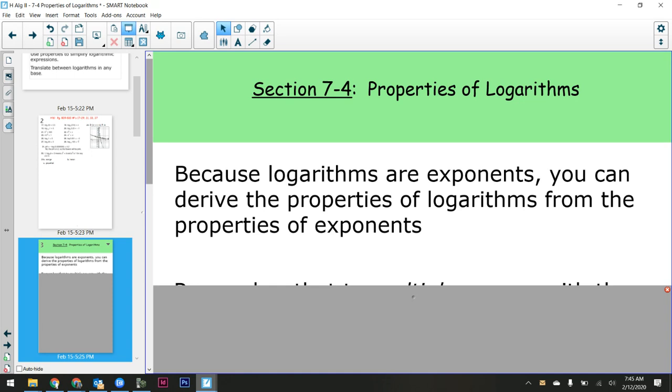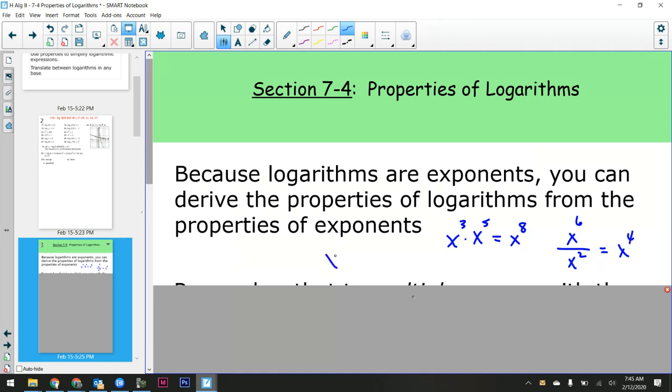What do we do if I have something like this? What would the power be? X to the 8th, right? If I've got x to the 6th over x to the 2nd, what would the power be? X to the 4th, right? We would subtract powers. If I've got x to the 7th squared, what would the power be? X to the 14th, right? So exponents have unique properties with them. Logarithms will also share those unique properties, just in a really interesting way.